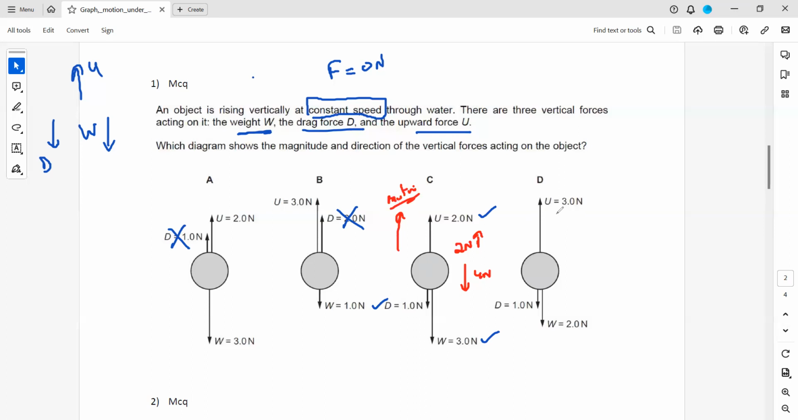What about D? The direction of the upthrust, drag, and weight is correct. And what is the total downward force? 3 Newton. And what is the total upward force? 3 Newton. So what is the resultant force? The resultant force is 0. If there is no resultant force acting on the object, it will move at a constant speed. Is it clear, this one? So whenever an object is moving at a constant speed, the resultant force should be 0.